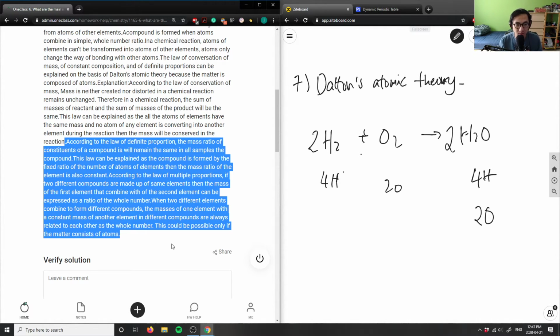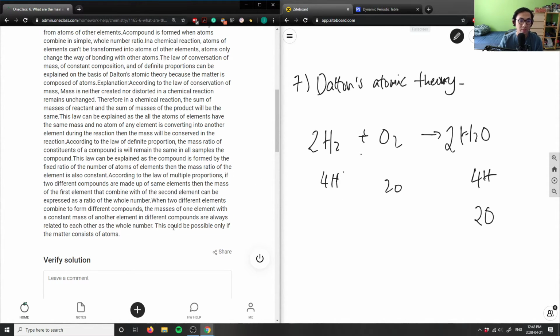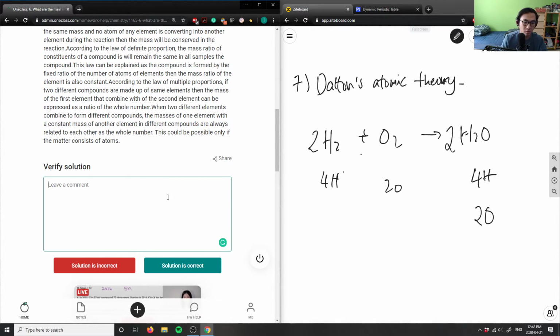That's good. And it says, according to the law of multiple proportions, if 2 different compounds are made up of the same elements, then the mass of the first element that combines with a fixed mass of the second element can be expressed as a ratio of whole numbers, right? And that's what we're doing in this case here. When 2 different elements combine to form different compounds, the masses of one element with the constant mass of another element in different compounds are always related to each other as a whole number. So again, 4 and 4, 2 and 2. This could only be possible if the matter consists of atoms. So a long-winded solution, but the solution is correct.